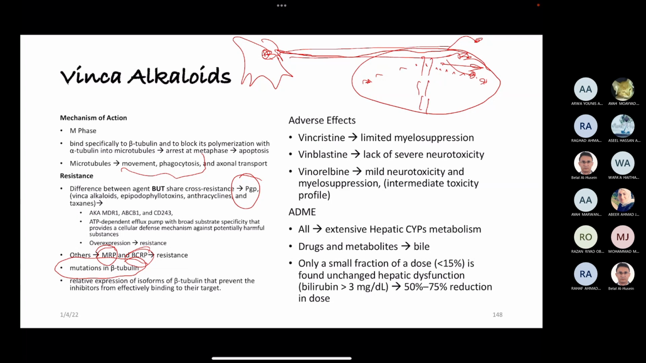Now, adverse effects, as we have mentioned: vincristine has more neurotoxicity compared to vinblastine, while vinblastine has more myelosuppressive effect compared to vincristine. Vinorelbine has a moderate profile of toxicity. Overall, the drugs are eliminated by the liver. If you have a bilirubin level of more than 3 milligrams per deciliter, you have to reduce the dose by at least 50% of the original dose.